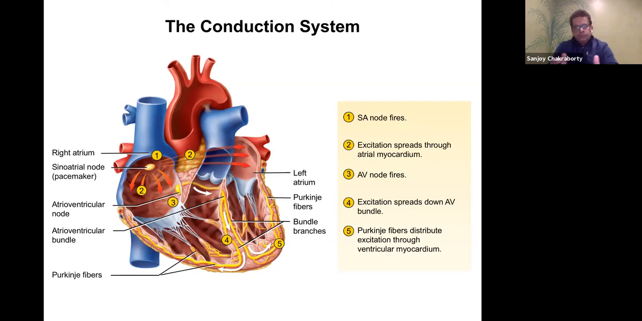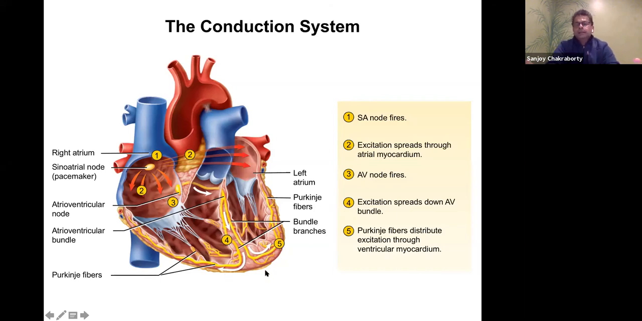For example, just an example to understand it clearly. Let's say Amish people can live anywhere in the United States, but one of their major populations is located, if I'm not wrong, somewhere in Pennsylvania, and maybe a little bit in the South Delaware area. So that's their main population. Same thing here. They can be anywhere, but their major population, three groups: SA node, AV node, Purkinje fibers.